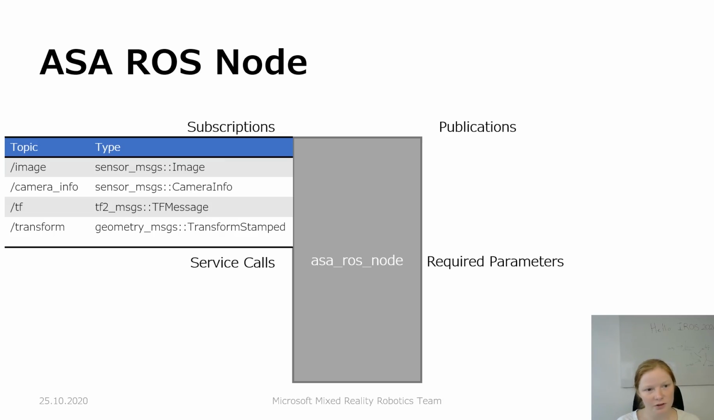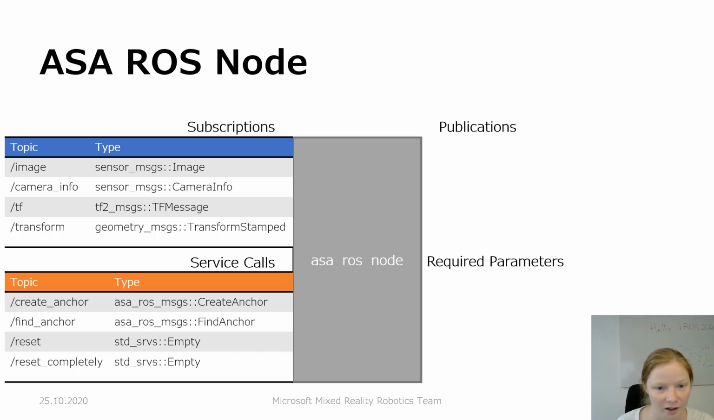So for subscriptions, you only subscribe to really two main things: an image topic and a camera info topic that goes along with the images. These should be published at the same timestamp. And some source of transform. So this can either be TF or a transform message that gives you the pose of the camera and the transform frame. And we'll go over in detail the requirements on these in a little bit. There's a few different service calls.